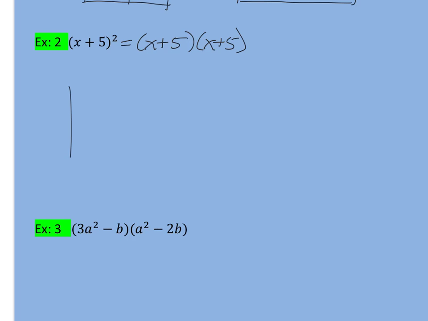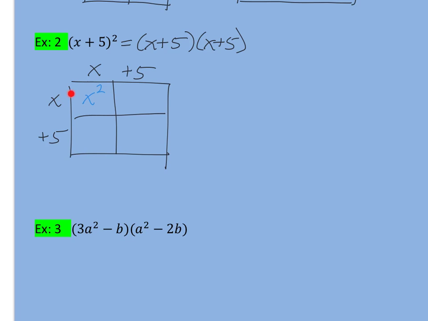So if you use a Punnett square, you would put an x and a positive 5 here, an x and a positive 5 here. So in this box, you've got x times x. That gives you an x squared. And in this box, it intercepts by x and positive 5. So x times positive 5 is a positive 5x.